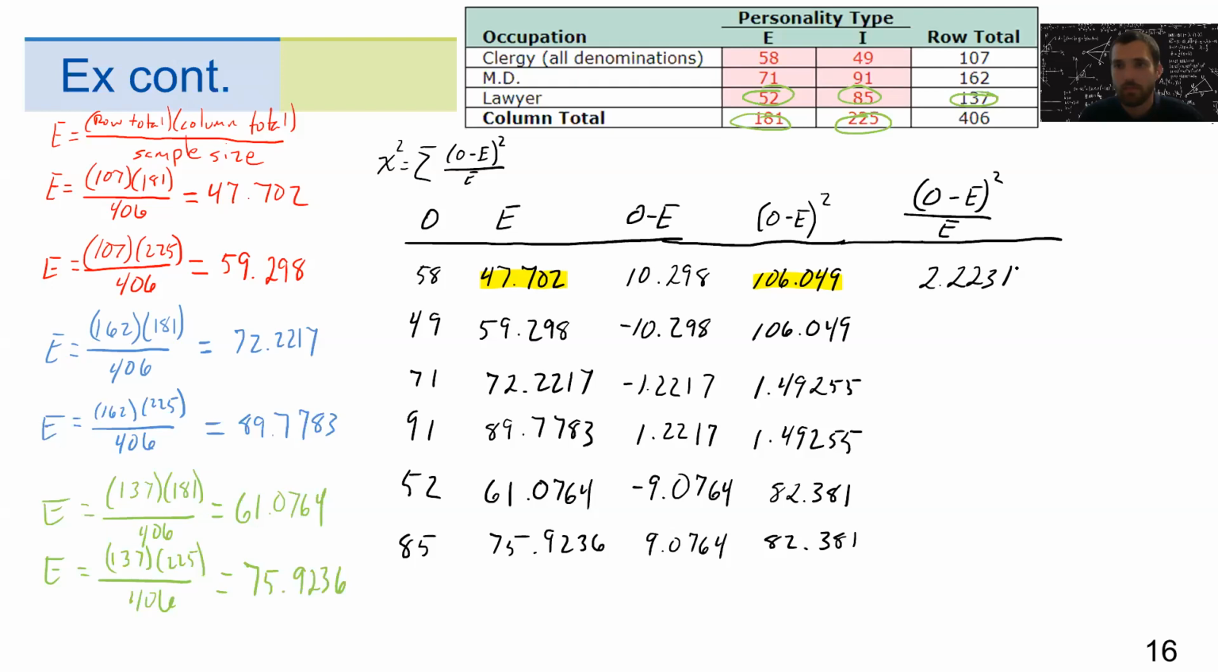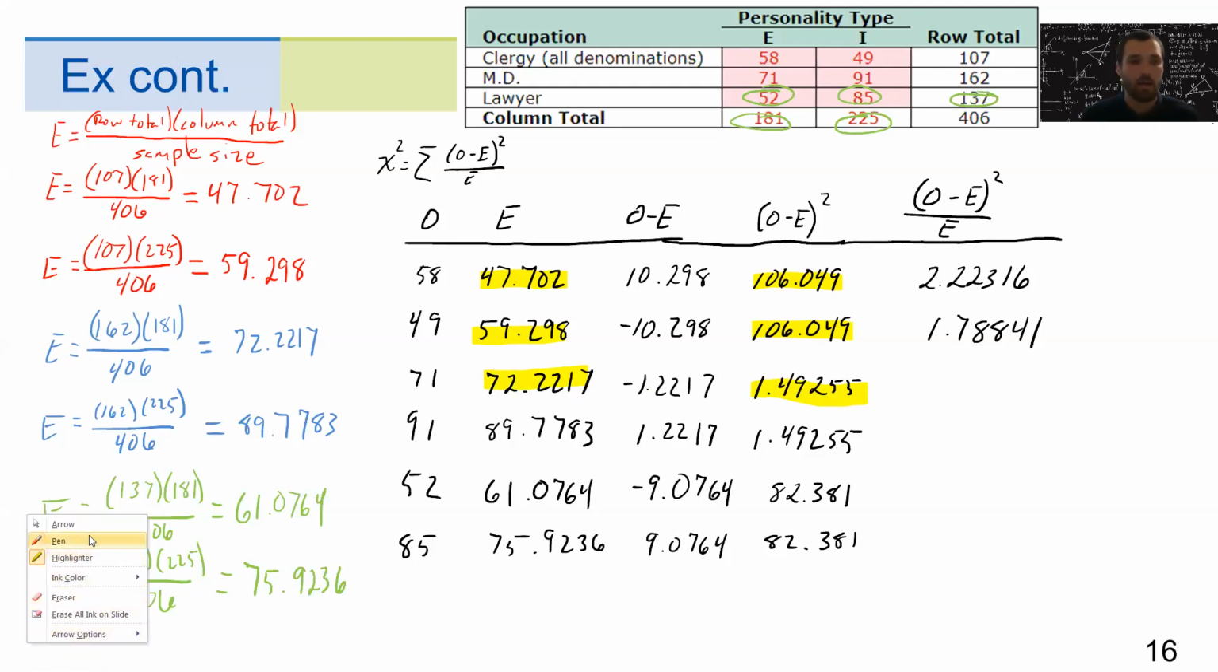2.22316. All right, and I do the same thing. I'm going to do 106.049 divided by 59.298, okay? And that will yield 1.78841. I'll highlight that one as well so that we can see what we divided: 106.049 divided by E, 59.298. This next one I'm going to do 1.49255 divided by 72.2217.